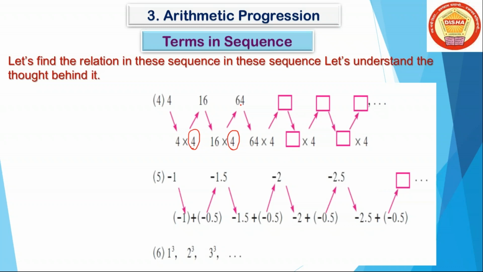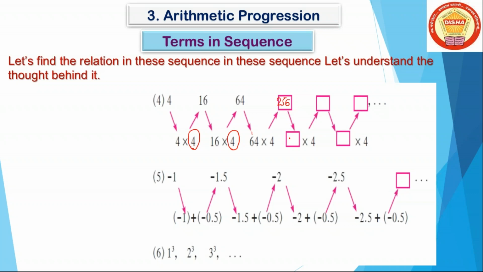Okay, then the third term is 64, so we have to multiply 64 by 4, that is equal to... 4 4s are 16, carry 1; 4 6s are 24, 1 is added, means 25. The next term is 256.